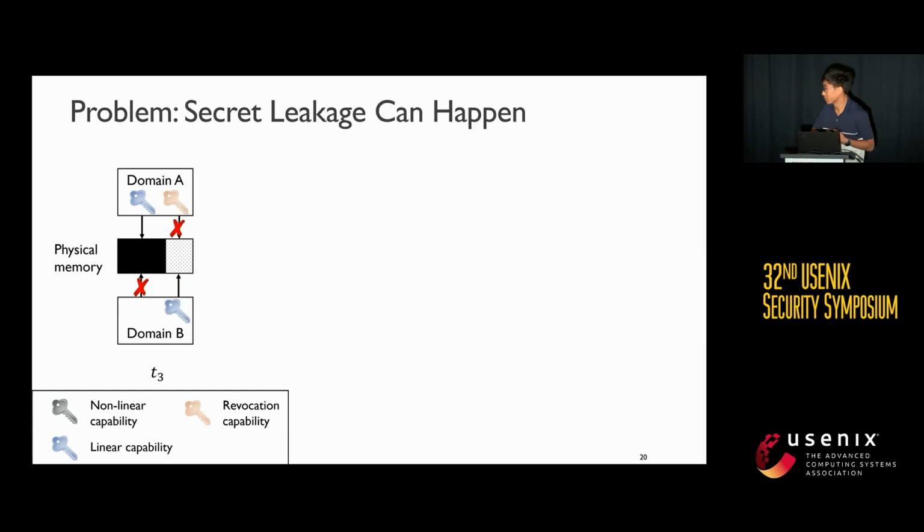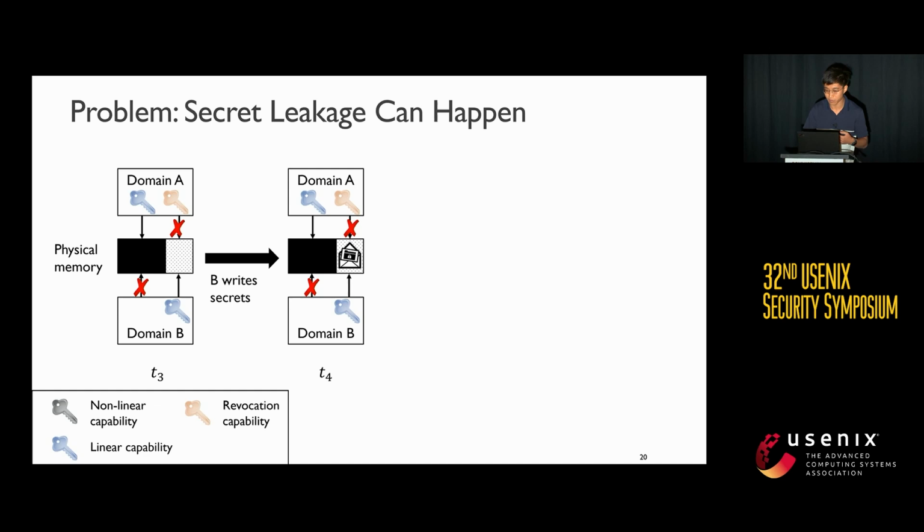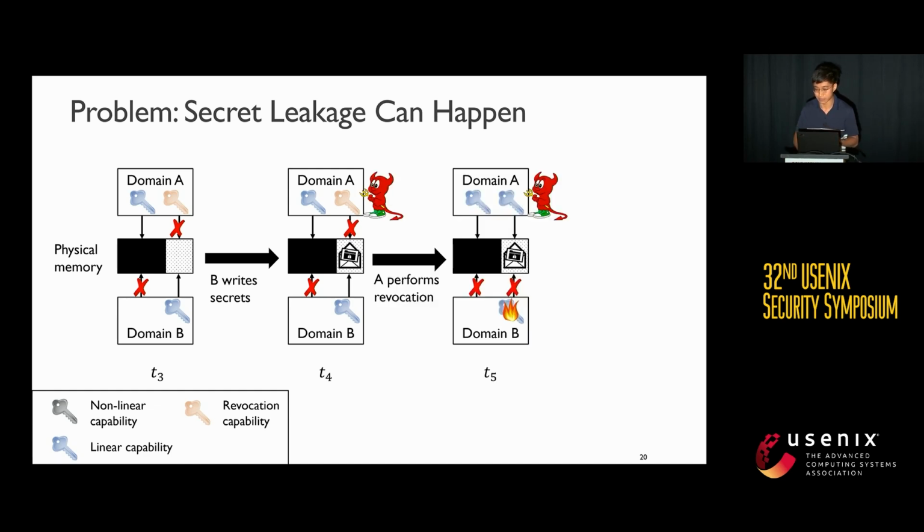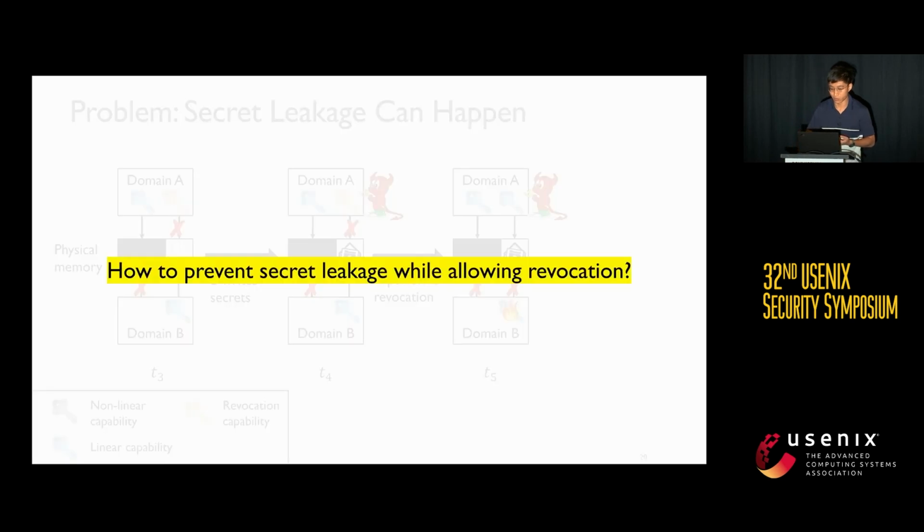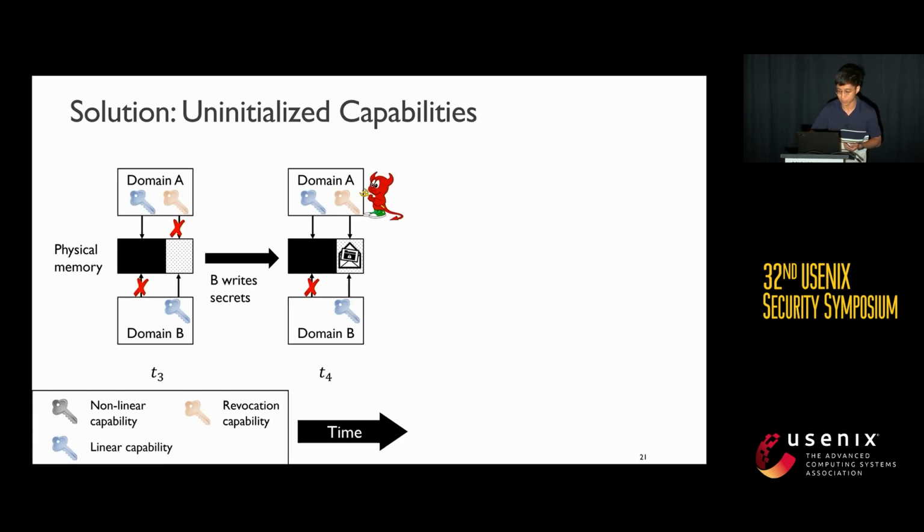There's one problem here, however, which is that secret leakage can happen. If domain B decides to write some secrets inside that memory region, a malicious domain A can actually use revocation to gain access to its secrets. So we actually need to find a way to prevent secret leakage while still allowing revocation.